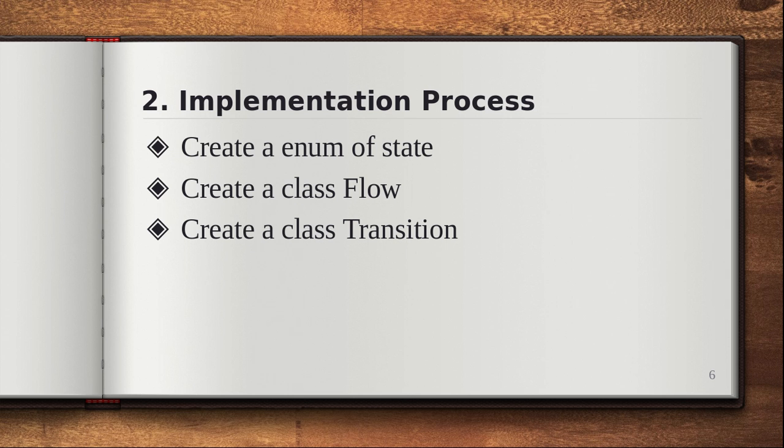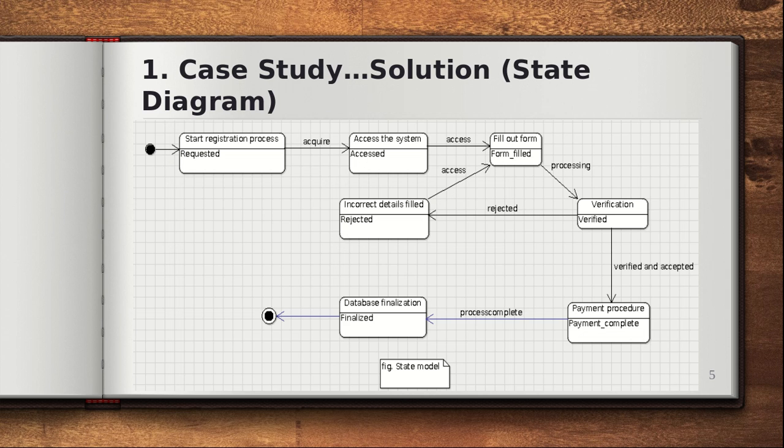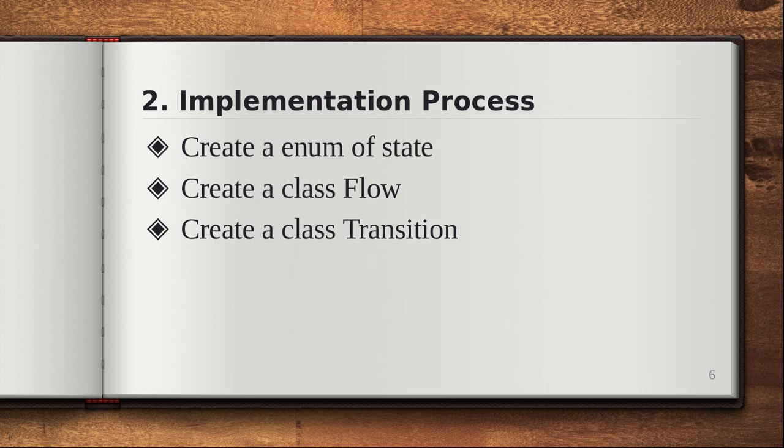For this particular state, how many states are there? Suppose here you can see 5 or 6 states. For storing those states we are creating the enum of states. After that, for showing the flow of our diagram we are creating the flow.java class, and after that we are creating the third class, which is the transition.java class. So these 3 steps we are following for implementation purposes.